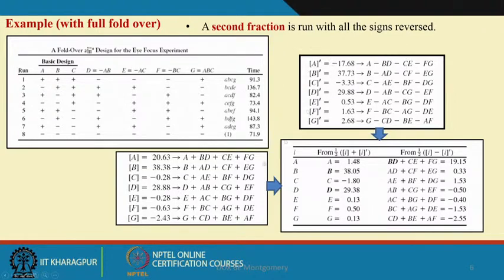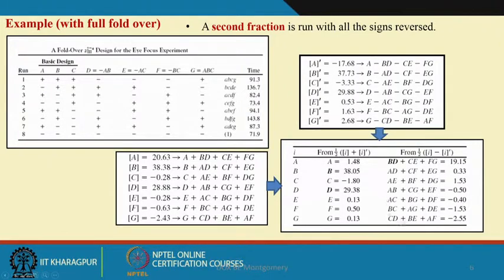Now, if you use this arithmetic, the half within bracket I plus I dash, that is the first fraction and the foldover fraction, the second fraction, then first fraction minus second fraction, what are you getting? You are in a position to find out all the main effects parameters uniquely estimated.